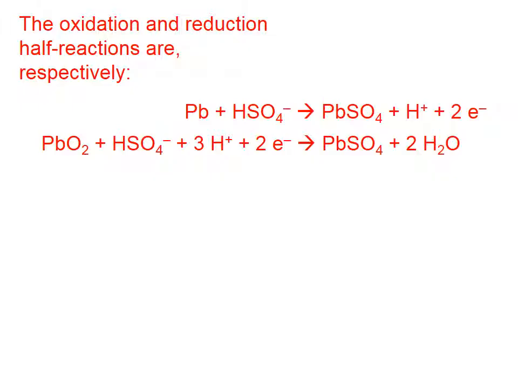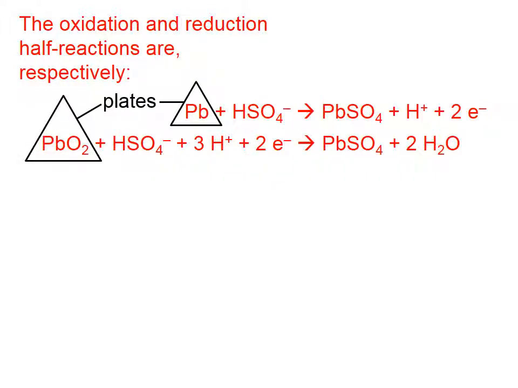The oxidation and reduction half reactions are shown here. You can see that the lead is clearly being oxidized because it is losing electrons on the far right here. The lead 4 oxide is being reduced because it's gaining electrons.